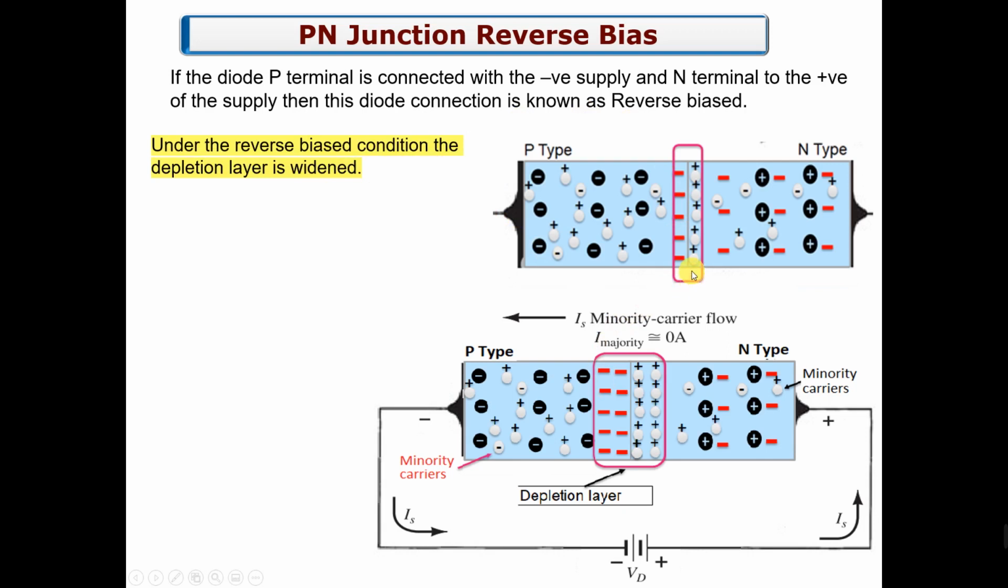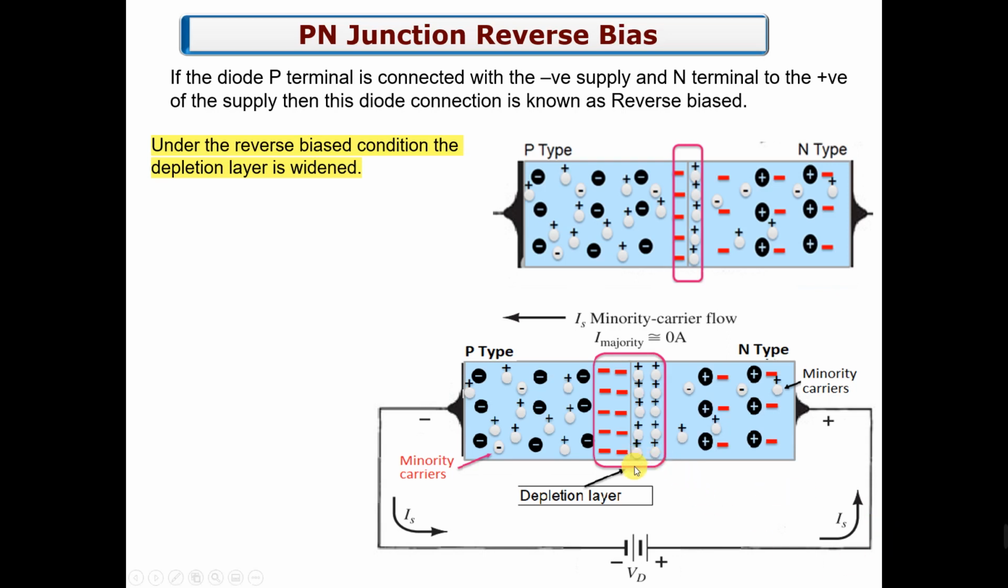We know that if this was the thin layer, this thin layer can be removed by applying a forward bias, as we have seen in the last slide. But we are not providing this type of forward bias. We are providing the opposite connection of the supply. So this is causing an increase in the width of the layer.